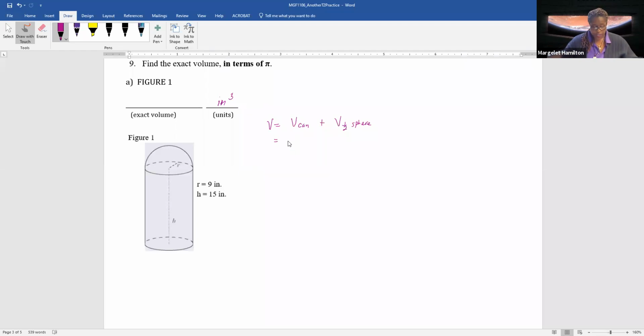So your cylinder was pi r squared h. Then we're going to add that to this one half. And then I'm going to put this in brackets here, 4/3 pi r cubed. Those are my formulas.